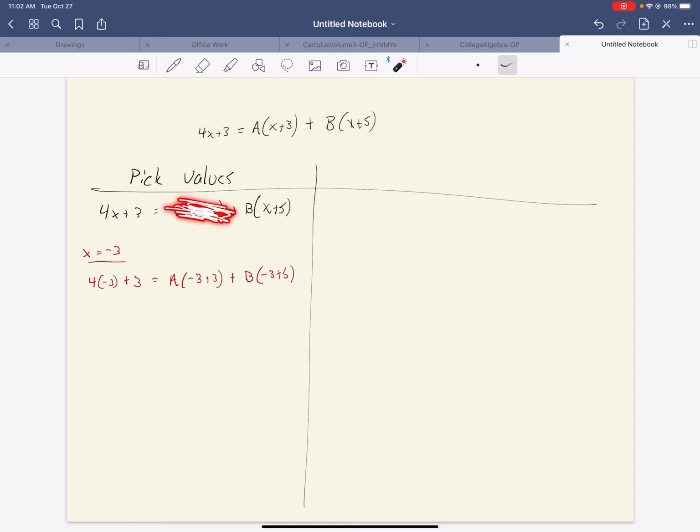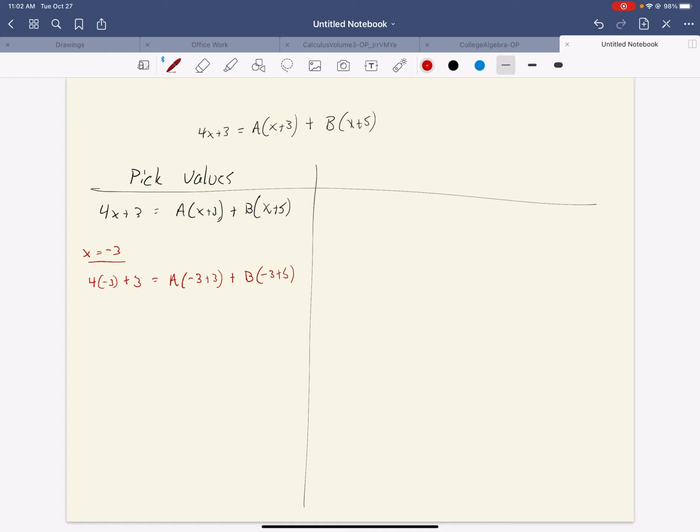And if that disappears, I know x and I know x, so I will know everything in here except for b, and that will allow me to solve for b. So zeroing out these factors is the smart choice for what to choose when you're picking values.